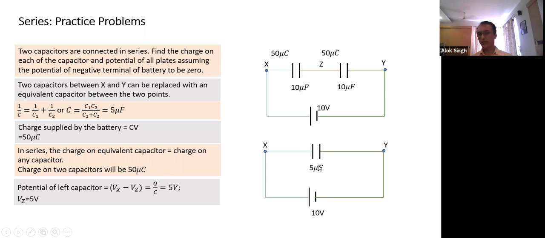The charge on the equivalent capacitor is equal to the charge on each capacitor. In series, this is an important point: the charge on the equivalent capacitor is equal to the charge on any capacitor. So since the equivalent capacitor has a charge of 50 microcoulomb, these two also will have a charge of 50 microcoulomb. We found the charge, and then we applied the formula C is equal to Q by V to one of the capacitors to find the potential. Exactly the same thing repeats here.